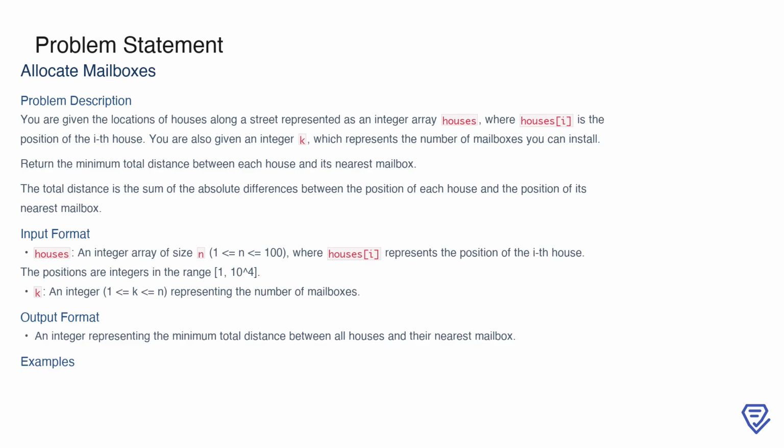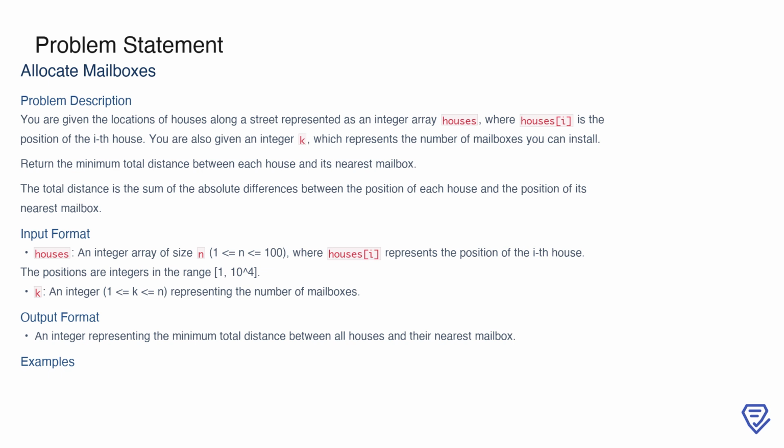Total distance is calculated by summing up the absolute differences between a house's position and the position of its nearest mailbox. For example, if a house is at position 5 and the nearest mailbox is at position 3, the distance is |5 - 3| = 2. You need to minimize this total distance across all houses.